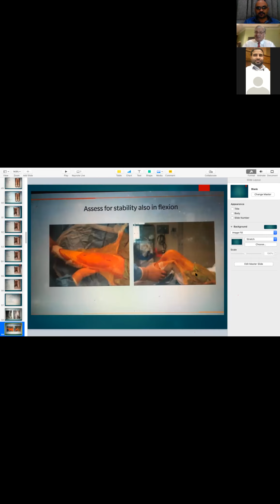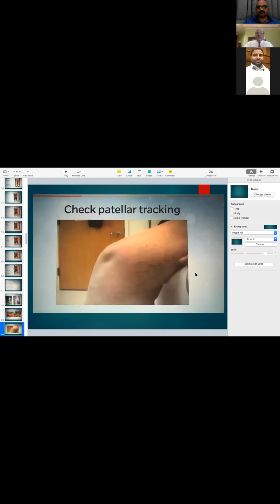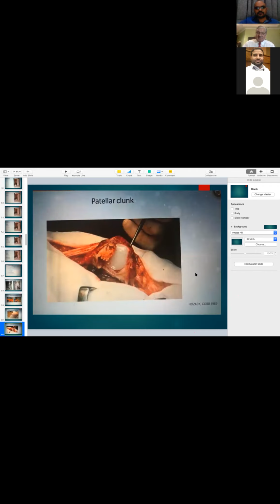About the patellar maltracking, it's very important to examine in flexion, to know the excursion of the patellar tendon and whether the patella is going out from the track or is in its track.